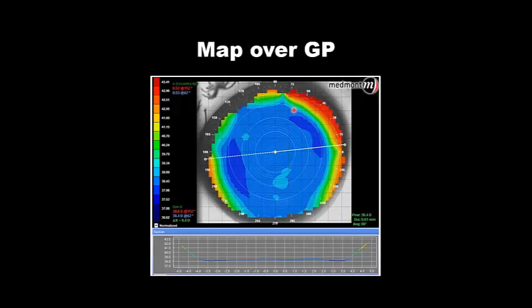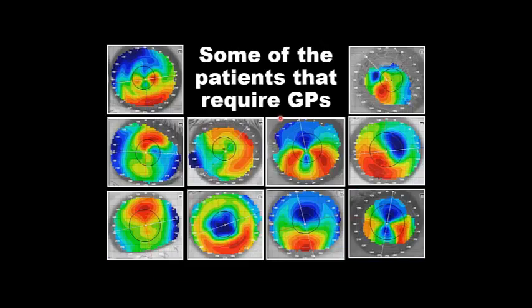And here's a map over top of a GP lens on a keratoconic patient. And what do you see? An utterly smooth anterior surface, a spherical anterior surface. So any irregularity that might have been there is most likely to be corrected by this more optimized anterior front surface.